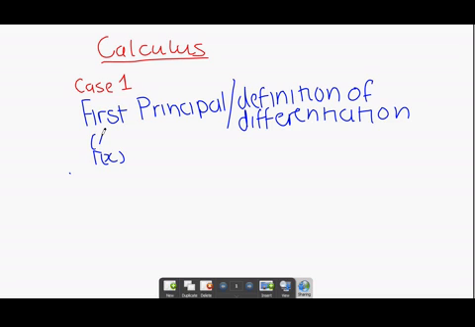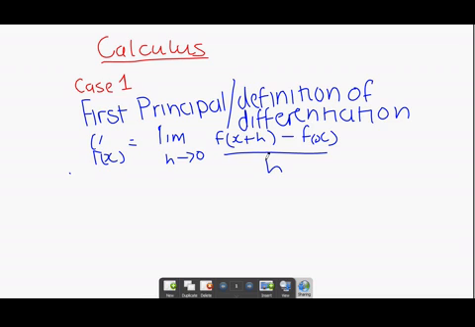And f of x prime in this case is equal to limit as h goes to 0 of f of x plus h minus f of x over h. Of course, this formula is given to you in the exam, so you don't really need to remember it, but through practice you tend to get used to using it and you remember it naturally.